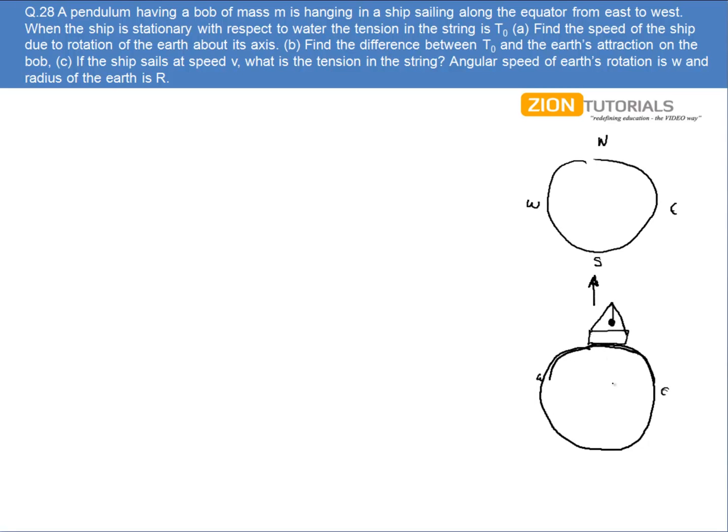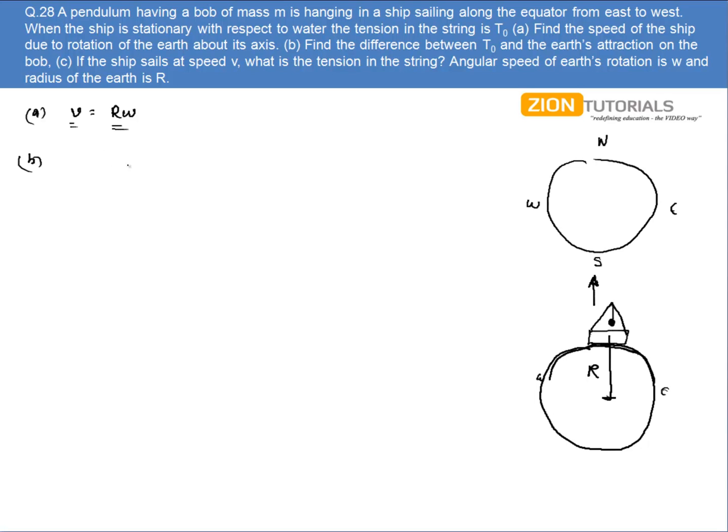Now initially I'll consider that it is rotating with the speed omega naught. That is the rotation due to the earth's axis. I have to calculate the speed of the ship due to rotation. So of course that will be given by, let's say this distance is r, simply r omega, because initially we considered that rotation is only due to the axis of the earth. So the linear velocity will be given by r omega.